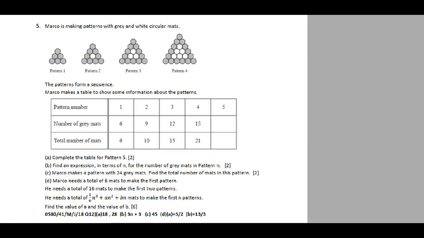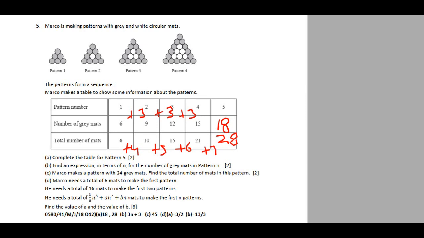Question number 5, part A. Complete the table for pattern 5. So we have 6, then we have 9. So we're adding 3, then we're adding 3 again to get 12 plus 3. And so the final number will be 15 plus 3, which is 18. Total number of mats, it's 6, then plus 4, 10, then plus 5, 15, then plus 6, 21, then plus 7 will give us 28.